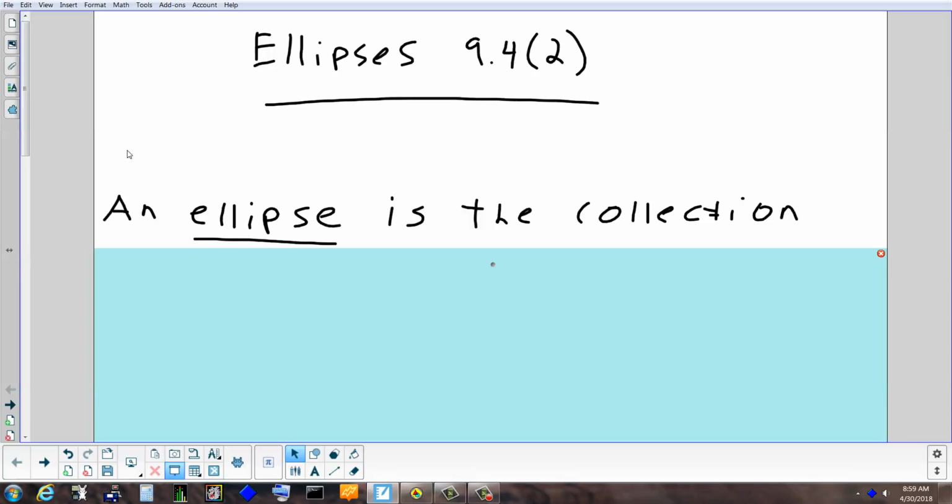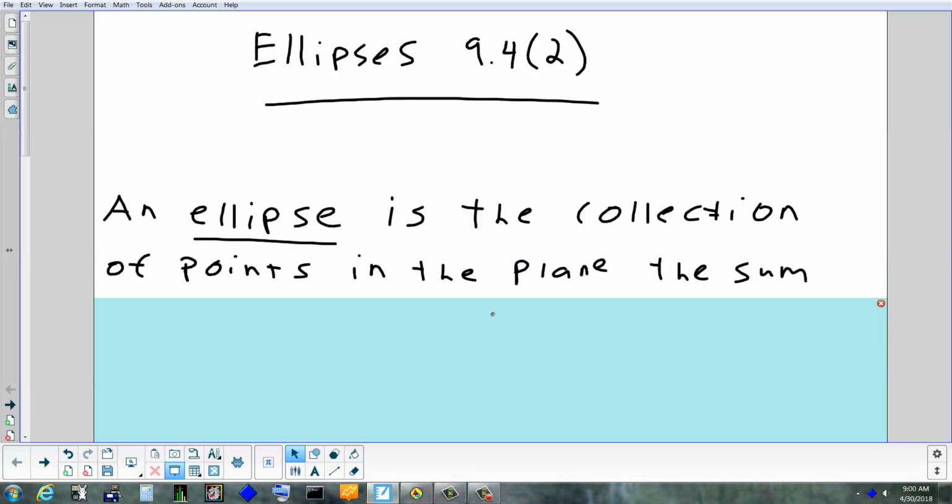All right, so an ellipse. So first of all, an ellipse is a two-dimensional shape. So it's a collection of points that are in the plane. Okay? Every conic section definition starts just like that. It's a collection of points in the plane that then meet a certain definition. Okay? A circle was a collection of points in the plane that were all equidistant from the same point we call the center. Okay? That was the definition of a circle.